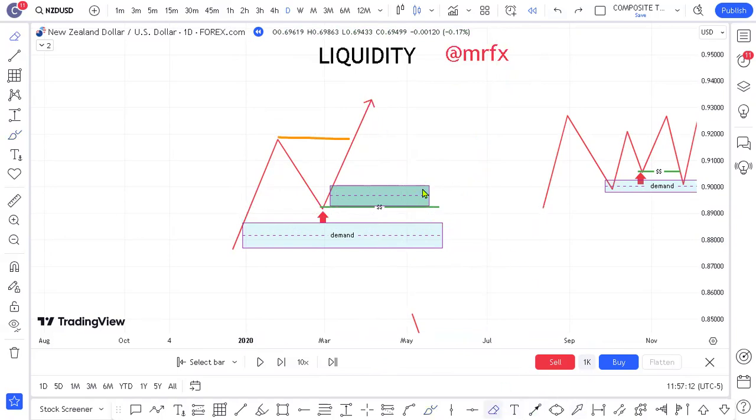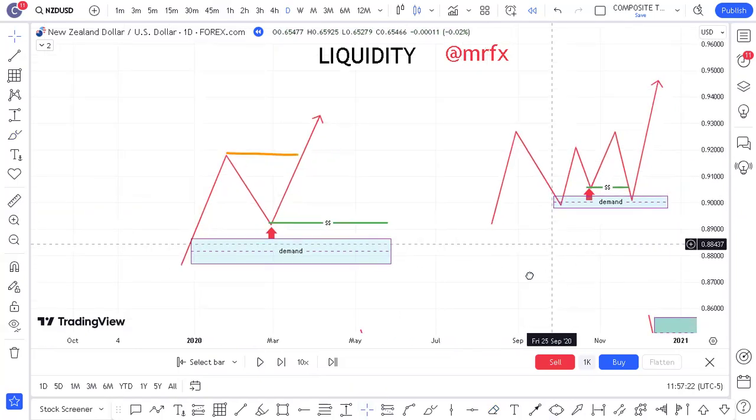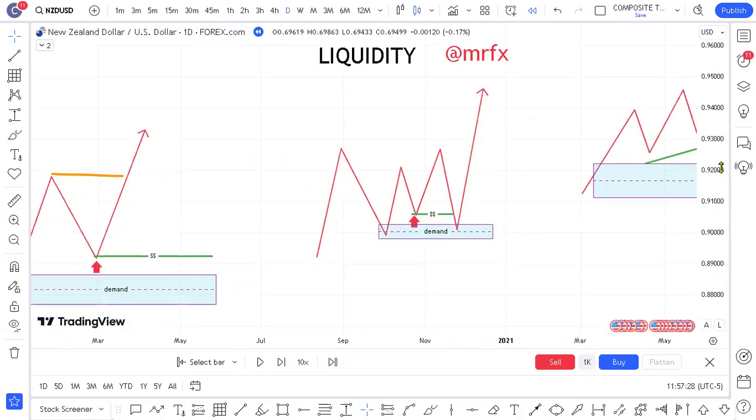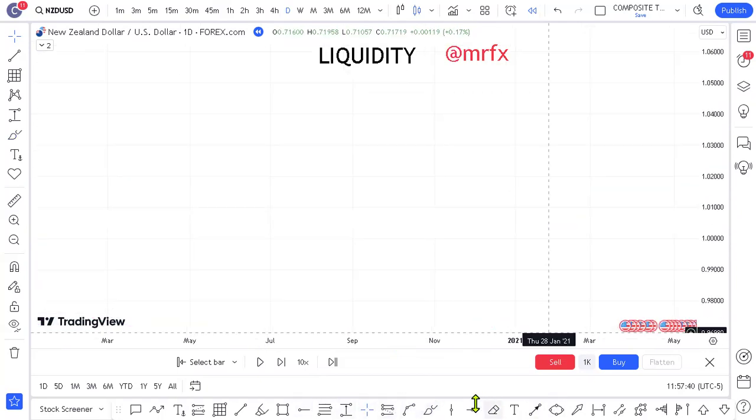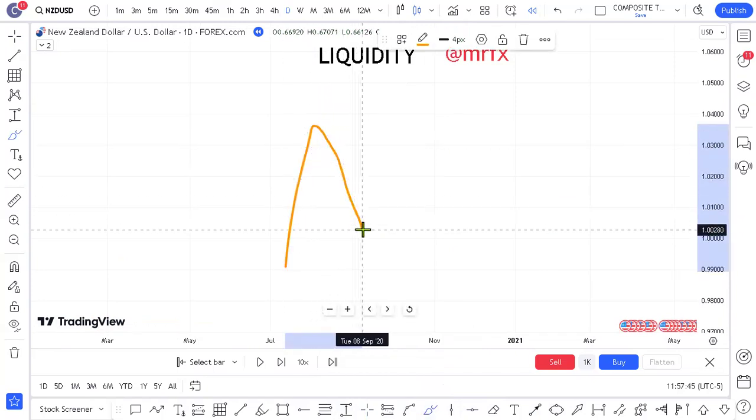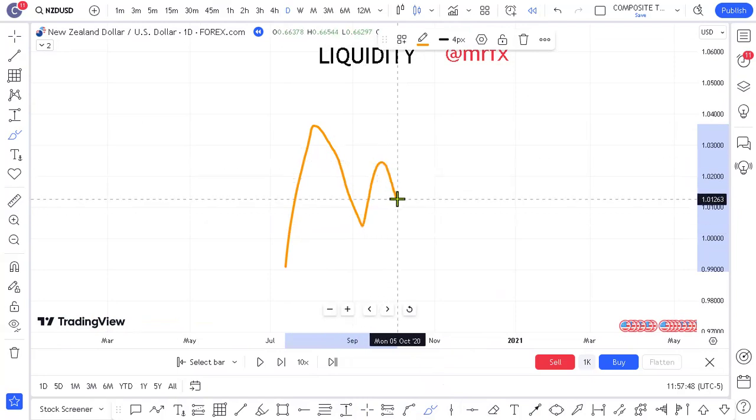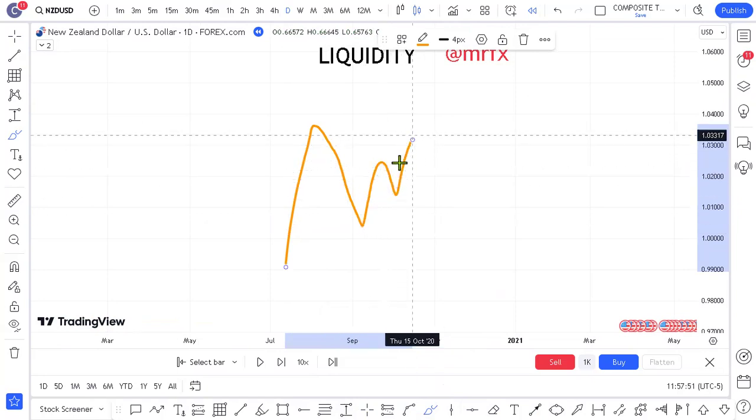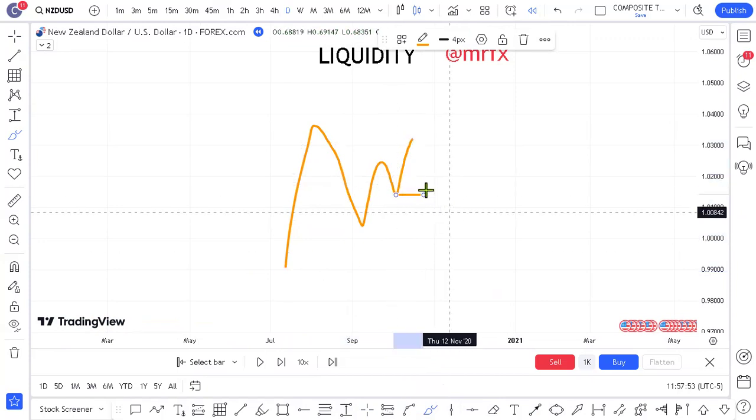Now, if we look at this other chart here, for example, on this one, what we see on this chart is that here the structure looks a little bit different. What I mean is this. Sometimes you're going to have price going higher, coming down, and going higher and creating an internal structure and creating a new internal high. Then this low is a liquidity level.